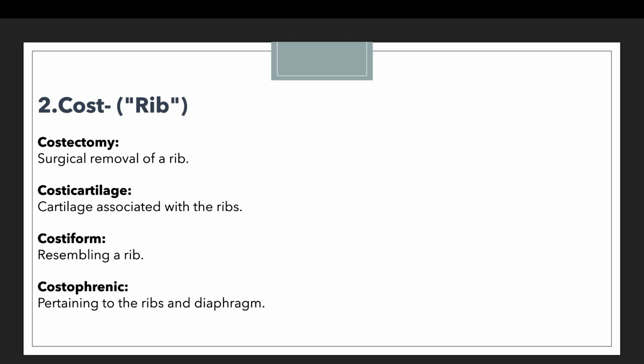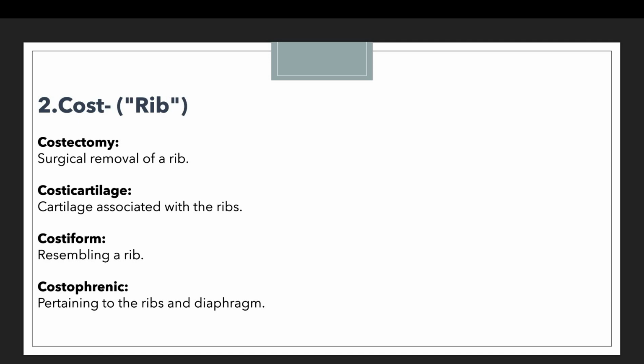Let's say a patient is suffering from some kind of disease, and due to some medical procedure, it is required to remove the ribs. In that case, the doctors will perform the costectomy. Then we have costal cartilage. Now, what is costal cartilage? Cartilage associated with the ribs. Whenever a cartilage is associated with the ribs, we will term it as costal cartilage, which is initiated with the prefix cost.